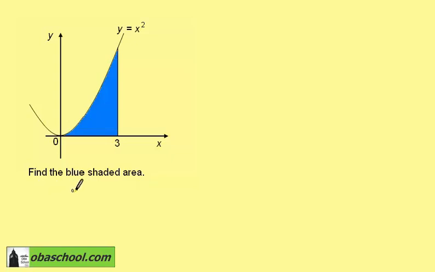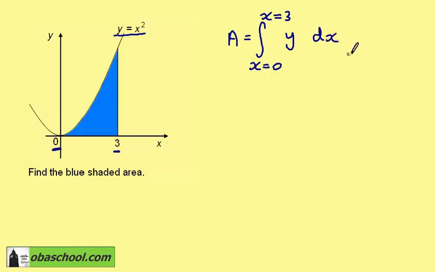We want to find the blue shaded area. The curve is y equals x squared, and the area will be given by the integral from x equals 0 to x equals 3 of y dx, as discussed in the introduction to this section.